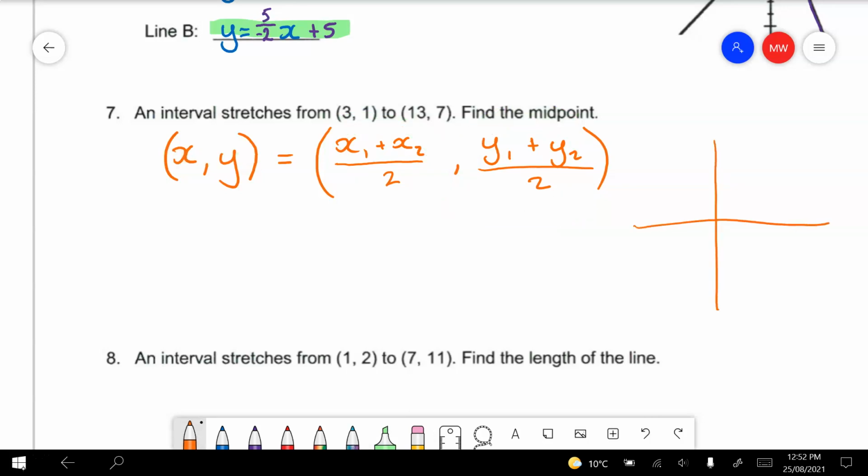If we had this on a Cartesian plane and we plotted that first point, that's this one here, 3, 1, it'd be about here. And then if we plotted 13, 7, it would be over here somewhere. So you've got your 2 points, and what you're trying to do in theory is find the average between those two, or a point in between them.